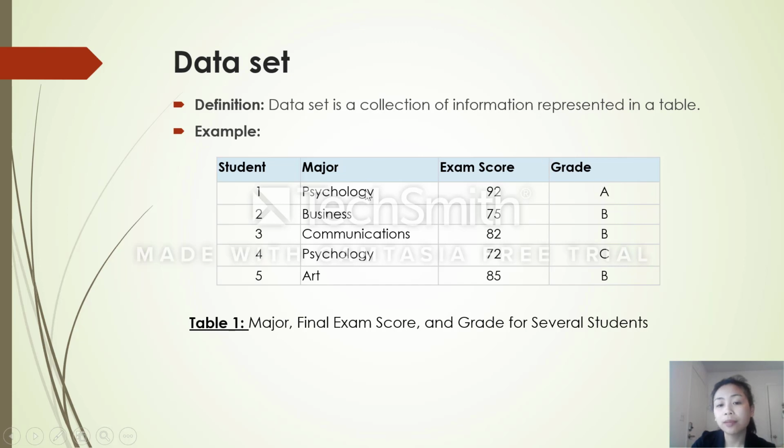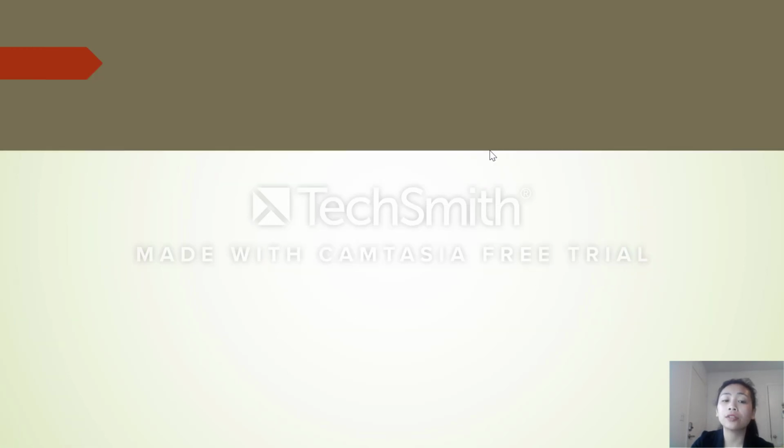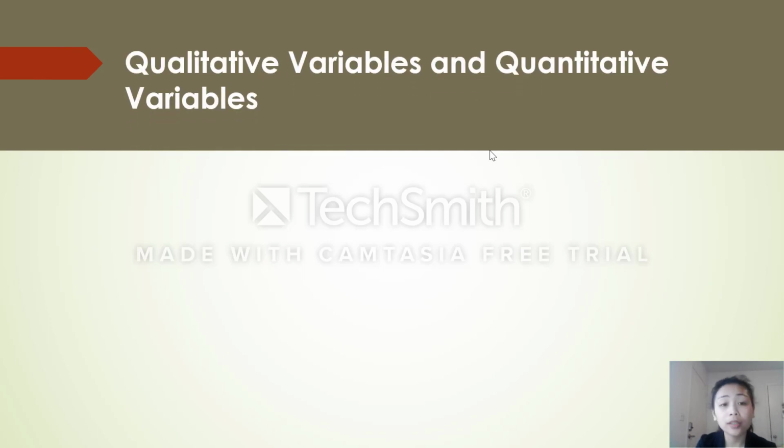And you see sometimes variables are listed in categories, sometimes they are listed in numbers. So we have 2 types of variables, either categorical variables or numerical variables. For categorical variables, we call them qualitative variables. And numerical variables are called quantitative variables. So now let's look at the difference between qualitative variables and quantitative variables.